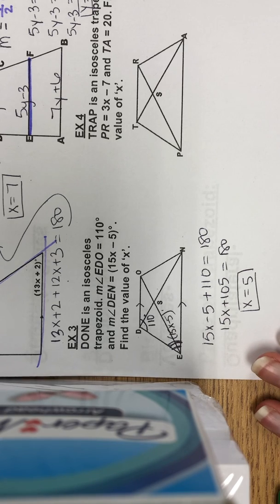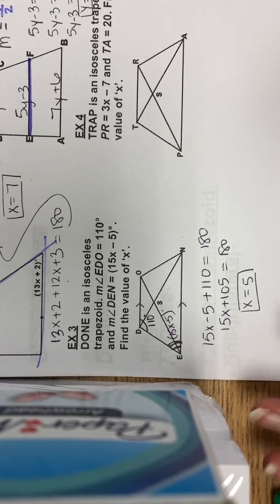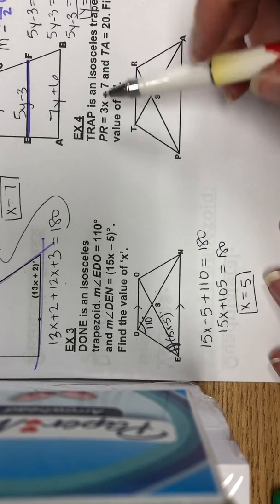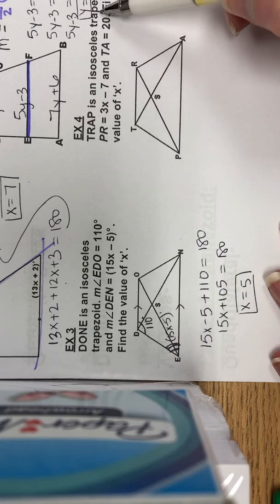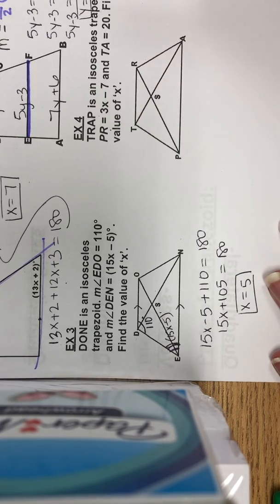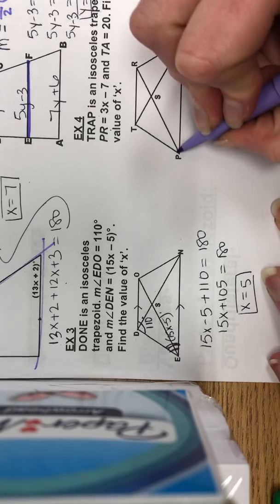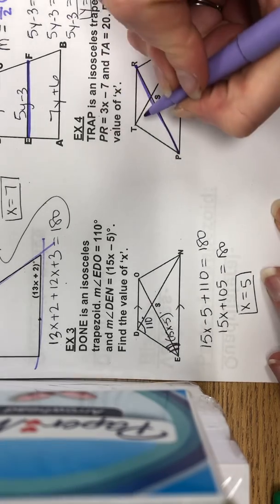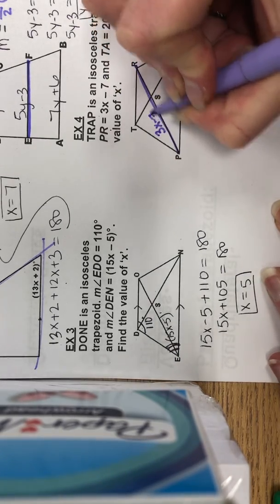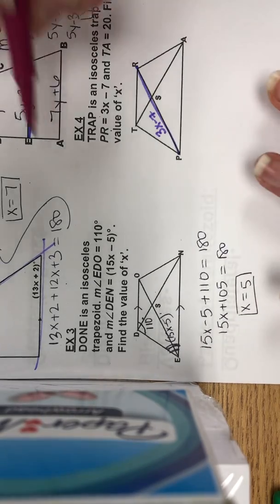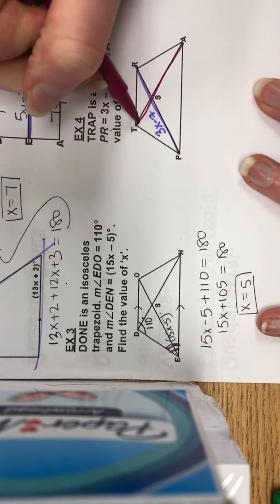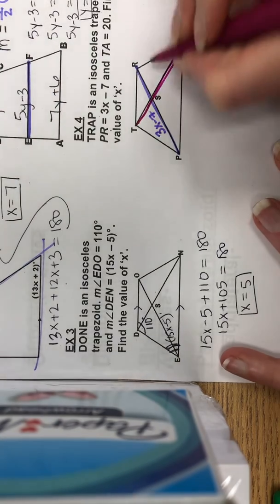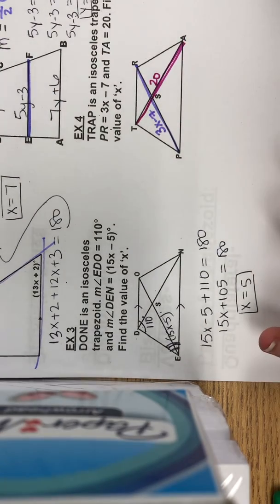So it's all based on our prior knowledge of what we've learned and what we need to recall about these different shapes. Now the last one, trap, is an isosceles trapezoid. If PR, this whole entire side, is 3x minus 7, and then it says TA is 20. Make sure I have that right. Yes, I do.